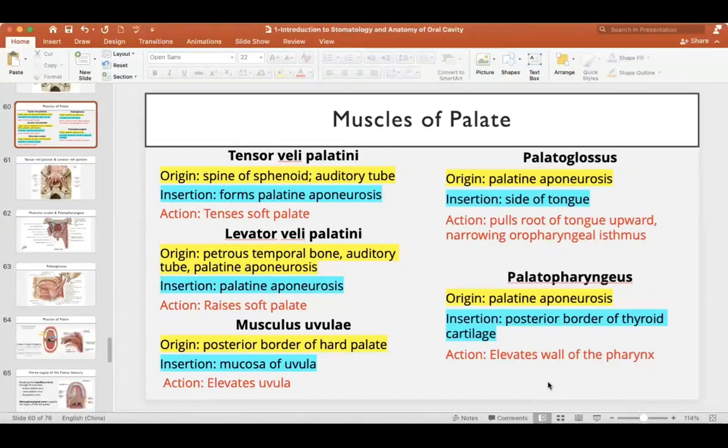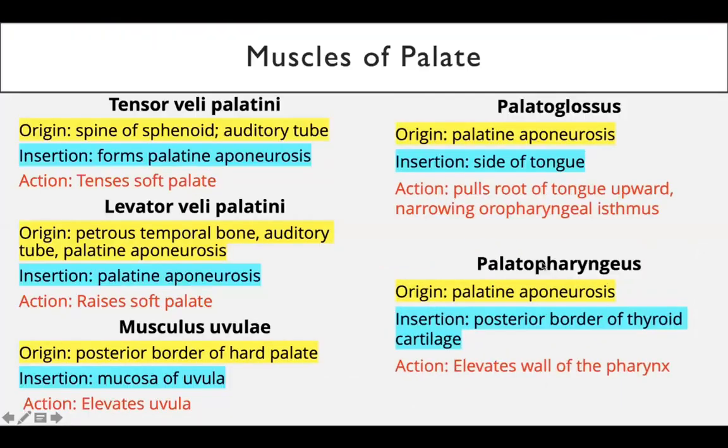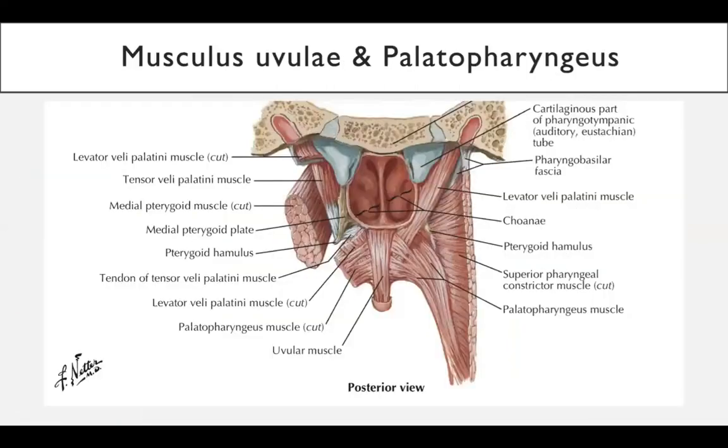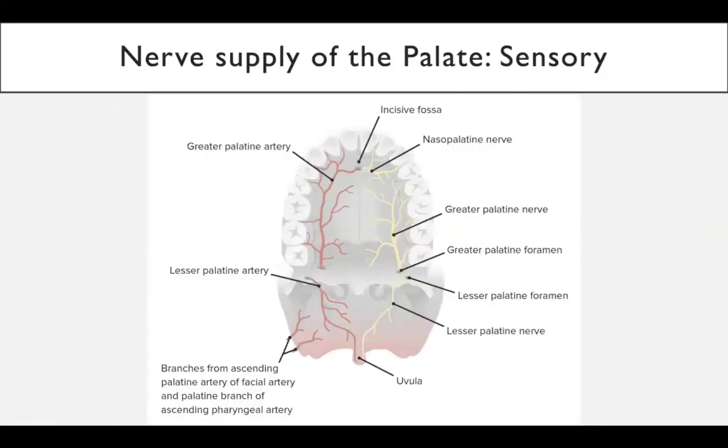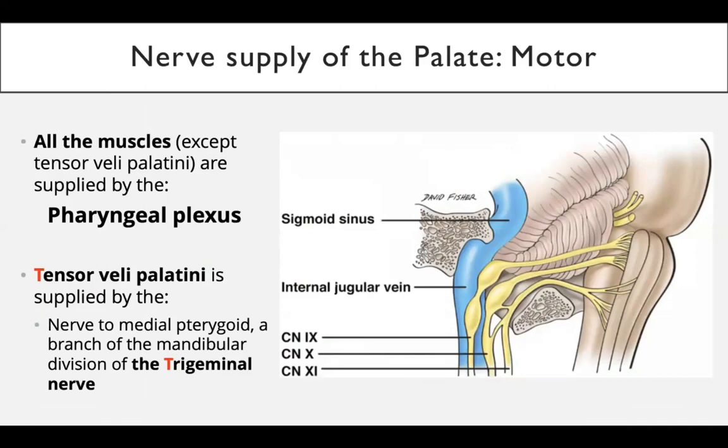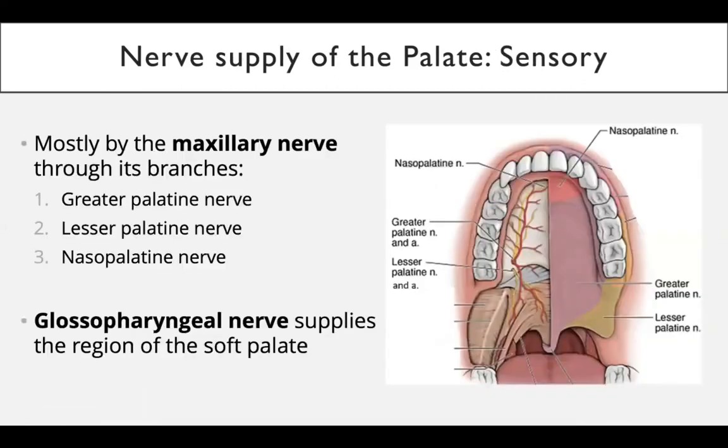So yes, these were 5 muscles: tensor veli palatini, levator veli palatini, musculus uvulae, palatoglossus, palatopharyngeus. We tried to remember them. Then there was the nerve supply of the palate. Sensory was by the greater palatine nerve, lesser palatine nerve, mesopalatine nerve, and the glossopharyngeal nerve also supplies part of the soft palate.